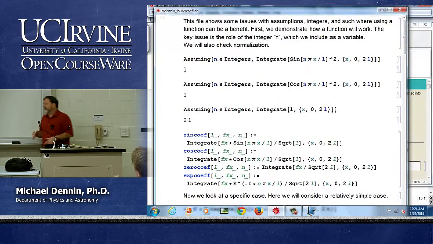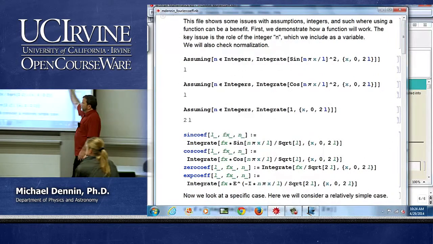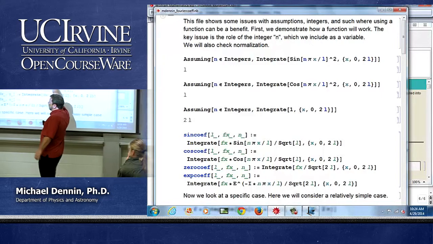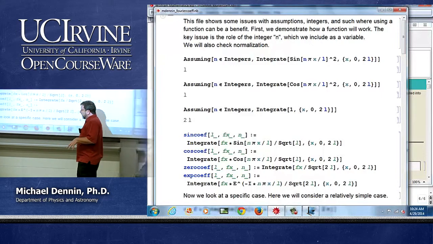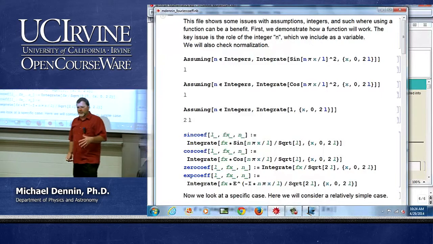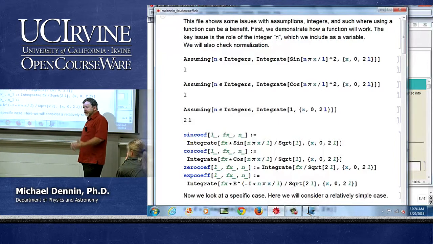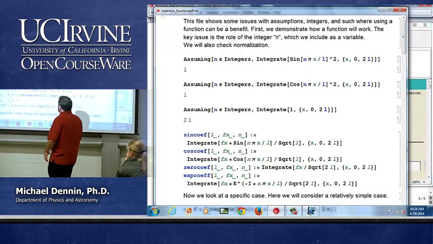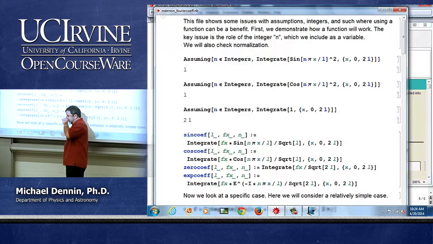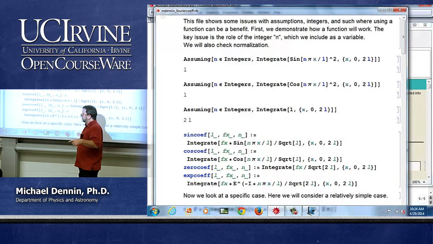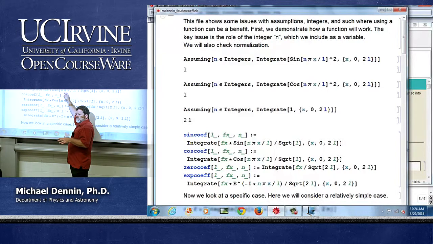Now, at the beginning here, I forgot that I had done assuming in the other one, so this is just a little review of assuming. But for this one, I now want to take advantage of using functions to do a bunch of stuff for the series. So I'm going to make a general function. The formula for making a function in Mathematica is colon equals.